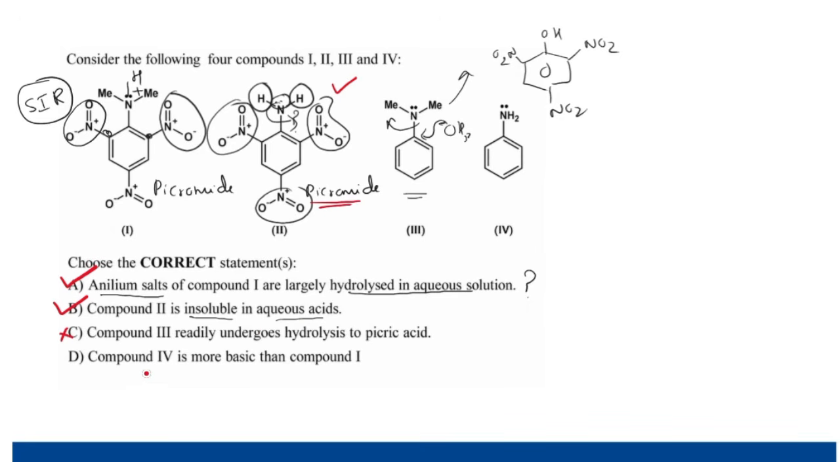Now let's see the last statement. Compound 4 is more basic than compound 1. This is also incorrect, because we know that due to the SIR effect, compound 1 is more basic. Here they're saying aniline is more basic than this, which is not correct. So among the given 4 options, only A and B are correct. This is how you have to apply the concepts you have learned to such questions.